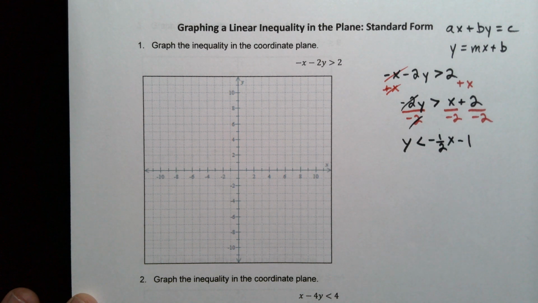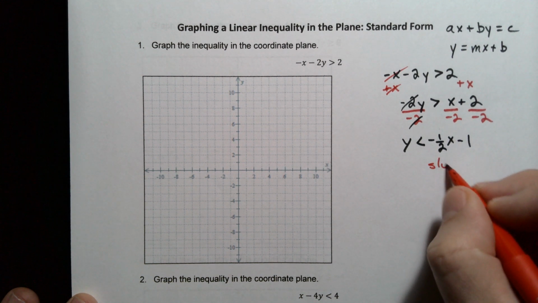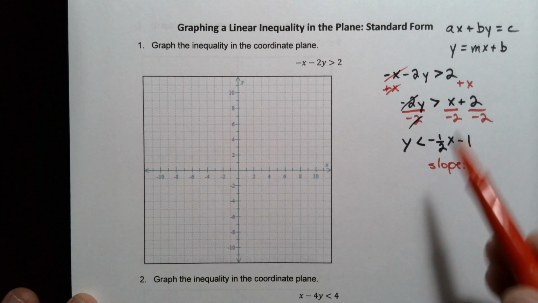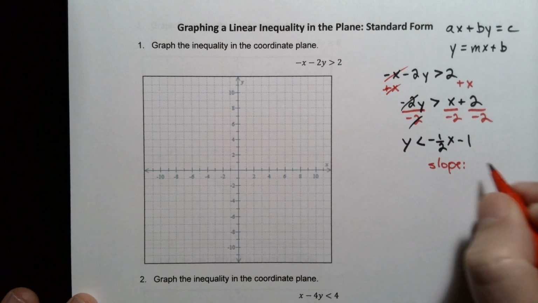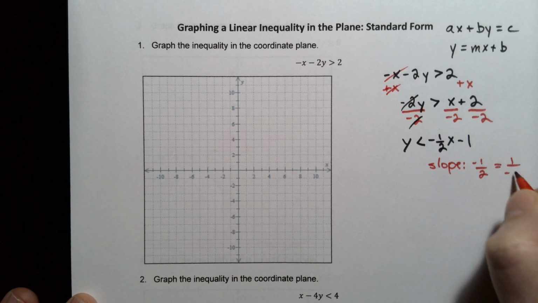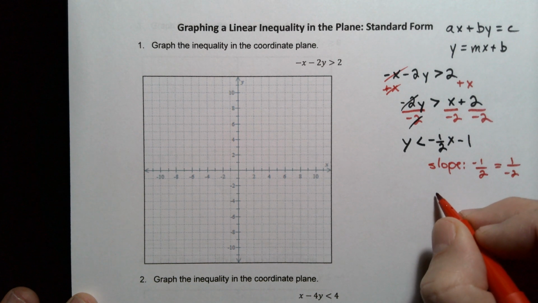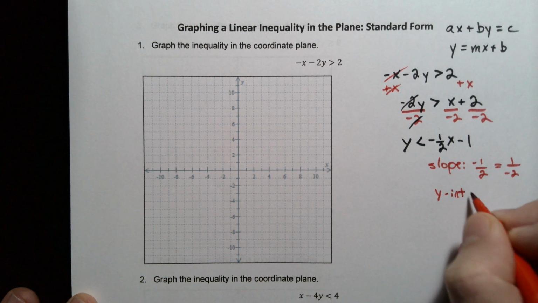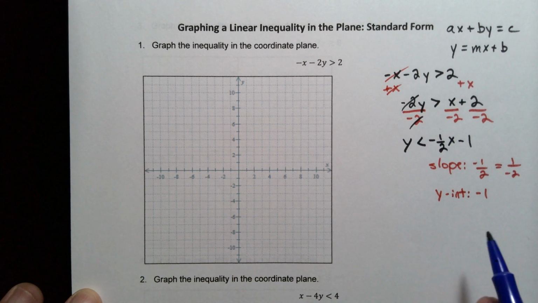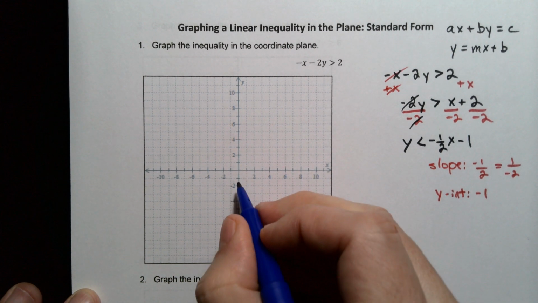All right, so since we have it in y equals mx plus b form, or slope-intercept form, we have a slope that's equal to negative 1 over 2, or we could write it as 1 over negative 2. And we have a y-intercept of negative 1. Okay, so I'm going to go to negative 1 on the y-axis and plot a point.